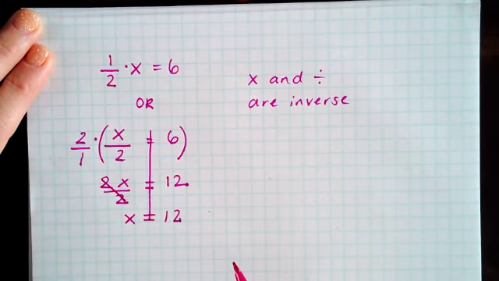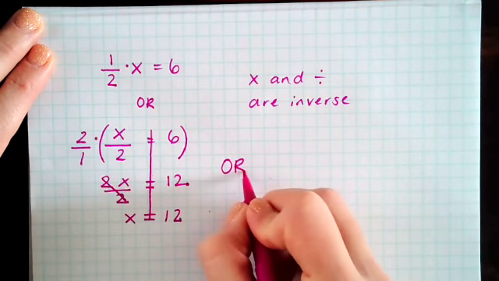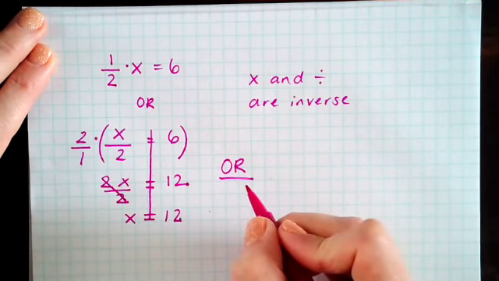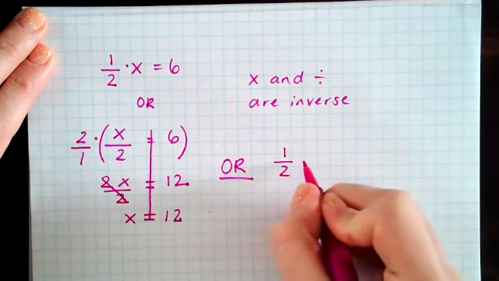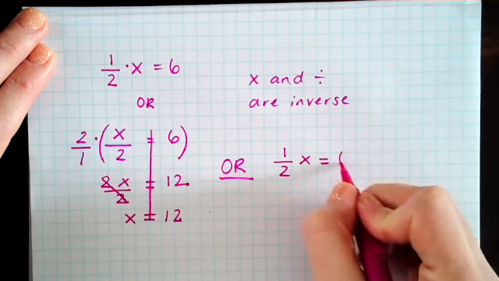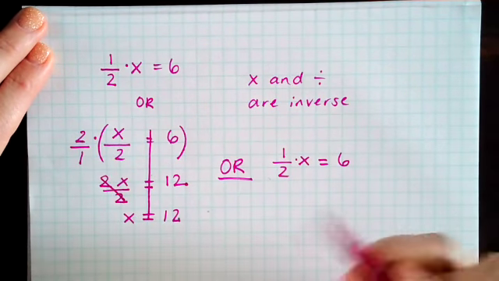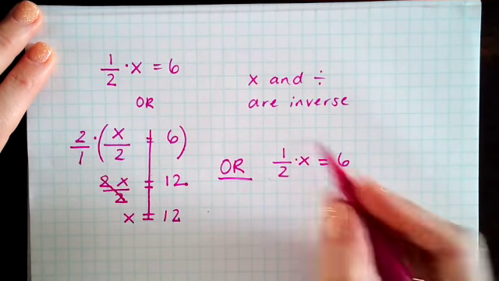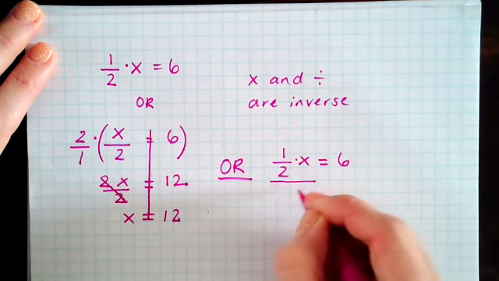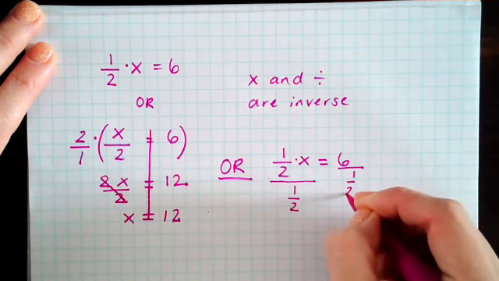Okay, here is another way to show how to solve this type of equation algebraically. Say your teacher gives you 1/2 x equals 6. And you're thinking to yourself, well, I know this is multiplication. I need to use division to solve. Okay, now this is going to look a little weird. I'm dividing by a fraction.